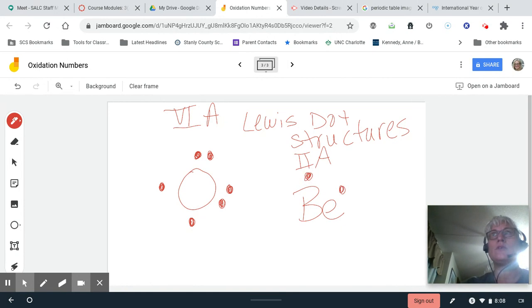Now, hydrogen and helium are unique. They only have one energy level, and the first energy level only holds 2. So hydrogen would be with just 1 dot, and helium would be with 2 dots, but it's considered full because its outermost energy level is full, since it can only hold 2. Hydrogen and helium can only hold up to 2 electrons. Helium is stable. You're going to be practicing with this because in our lessons next week, we're going to be looking at how those compounds form.